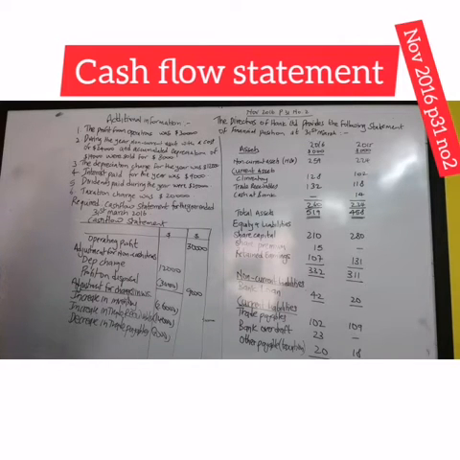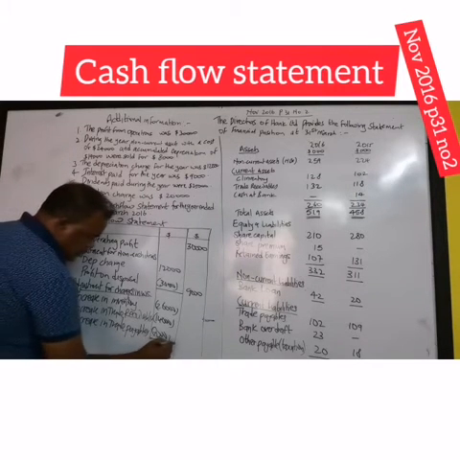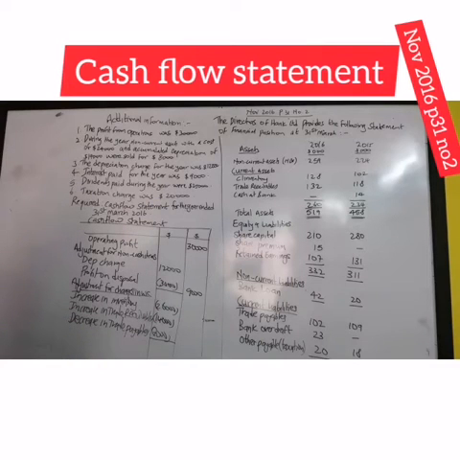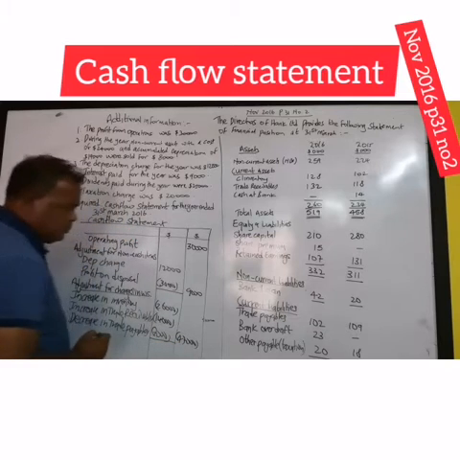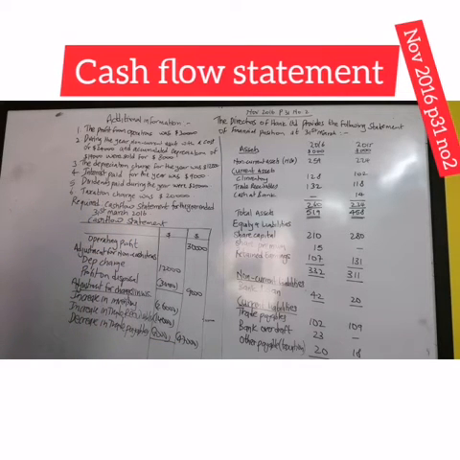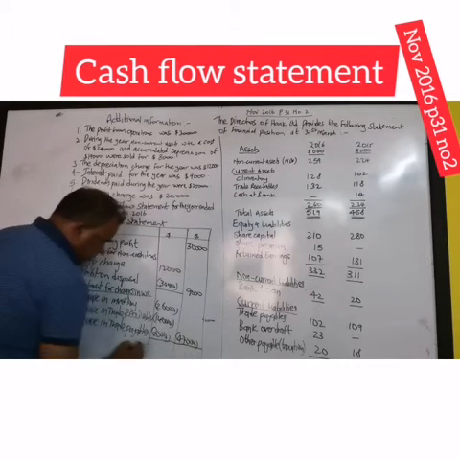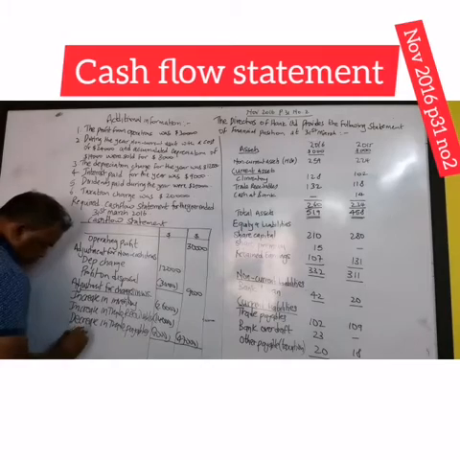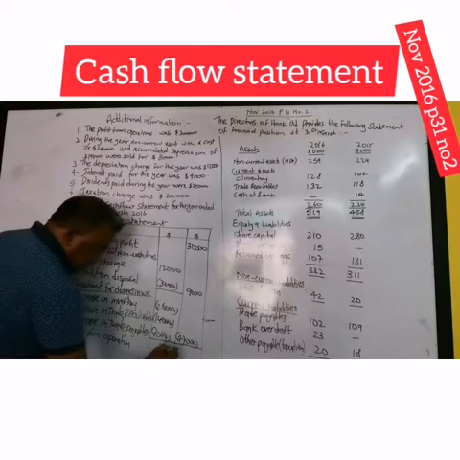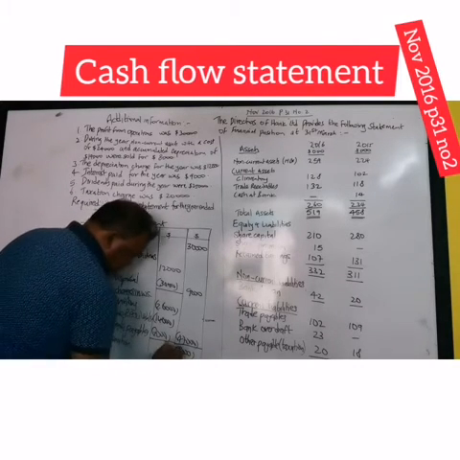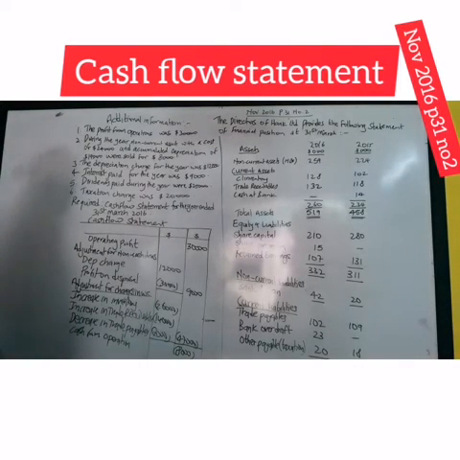So we can record net in the second column. This will be negative 47,000, and this will give us cash from operation. Cash from operation 8,000.